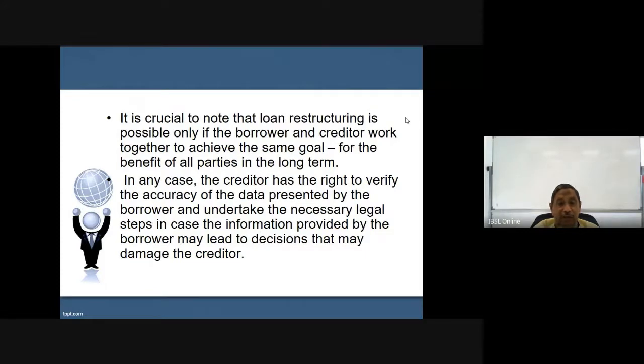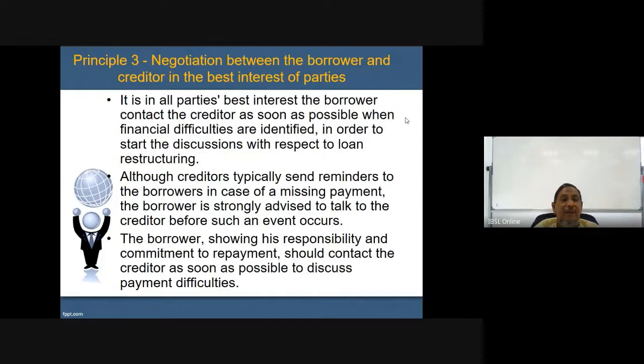It has the right to verify the accuracy of the data. The bank has a right to verify the accuracy of the data presented by the borrower and undertake the necessary legal steps in case information provided by the borrower may lead to decisions that may damage the creditor. The third principle is negotiation between the borrower and the creditor in the best interest of the parties.